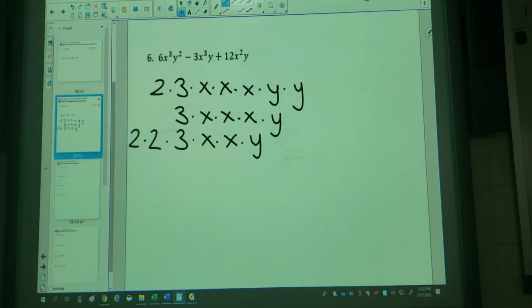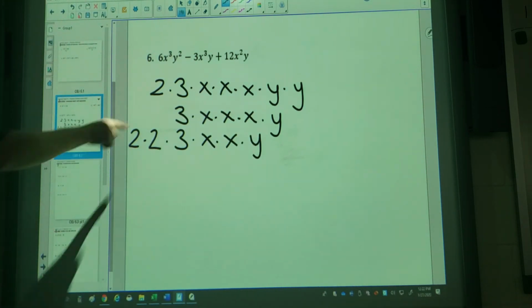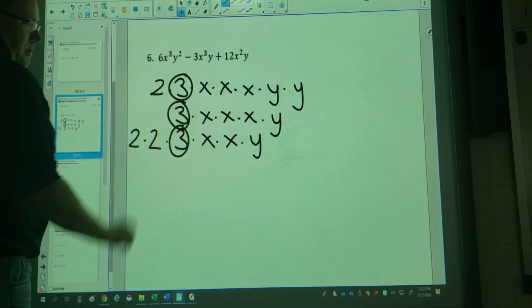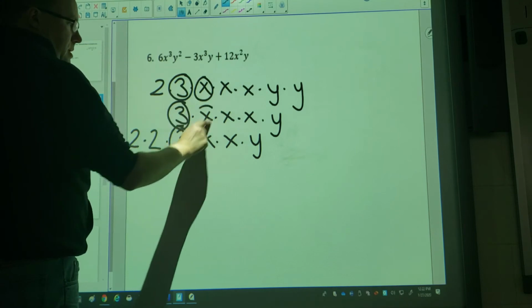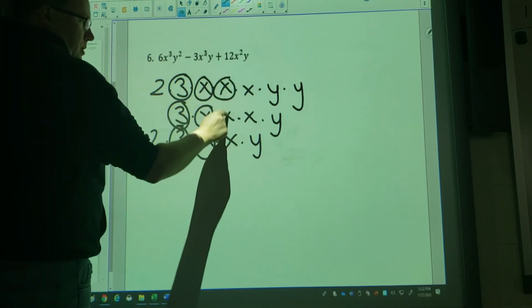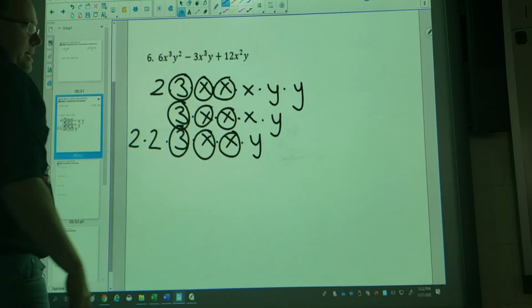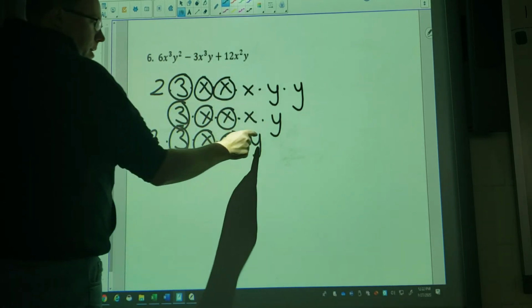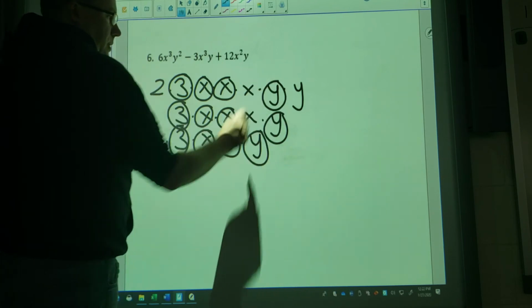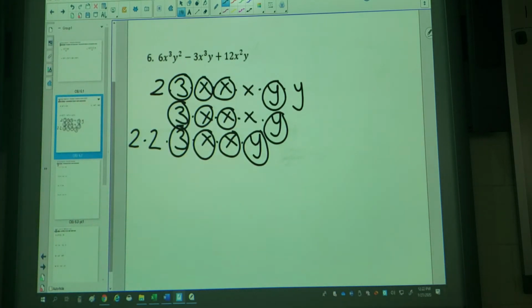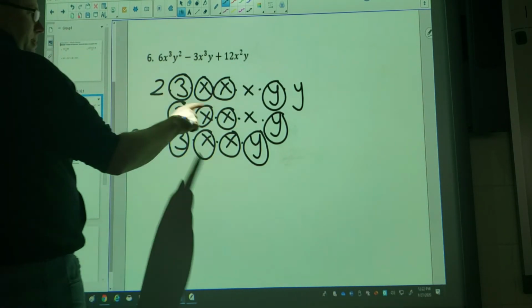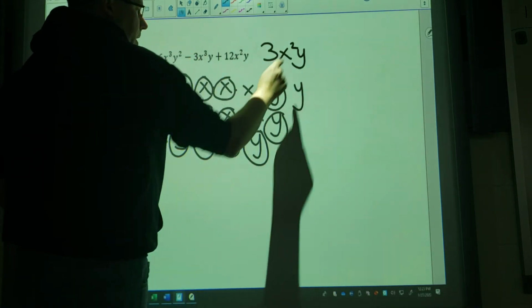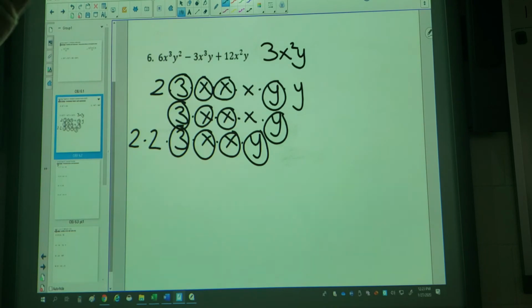Then I'm looking for things that appear on all 3 lists this time. So I can't pick a 2 because the middle row doesn't have a 2. I can pick a 3 though, because each row has a 3. I can also see each row has an x, and actually each row has a second x as well. I can't go for a third x because there are no more x's left on the bottom to circle. I do notice that there's a y for each one though, and I think that's everything I can see there. So what did I circle? 3, 2 x's and a y. So 3x squared y. So if the question says what's the GCF, that's the GCF.